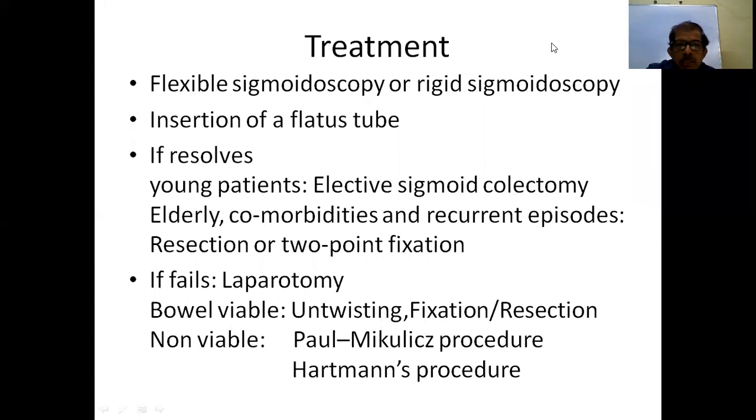Anyhow, I cannot wait more than this. Very good, very nice. Reperfusion injury, very nice. You have said it correctly. Reperfusion injury will be there. That's why you should never untwist a non-viable gut. And then after resection, you have to do either Paul-Mikulicz's procedure or Hartmann's procedure. What are they? I will show you shortly.